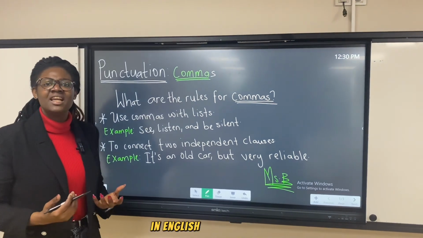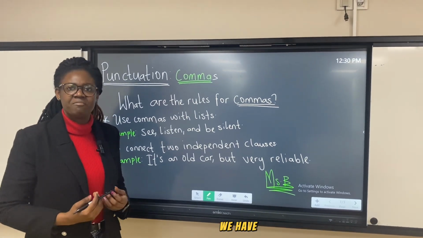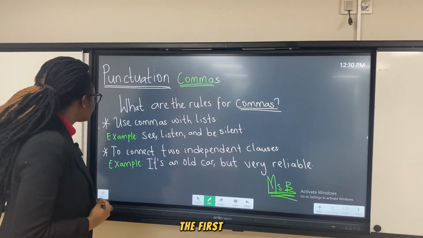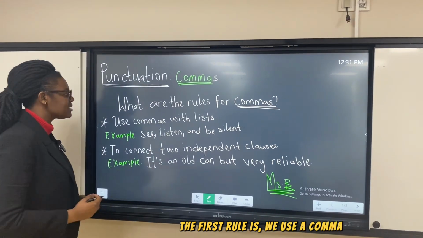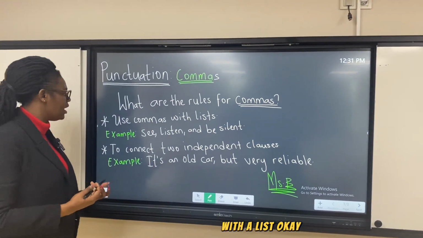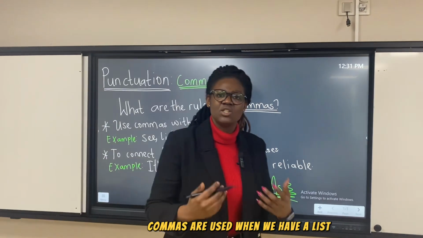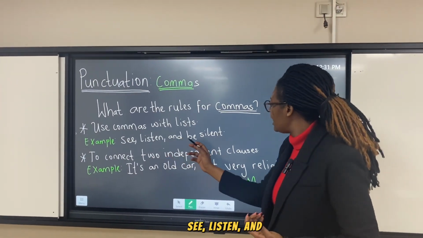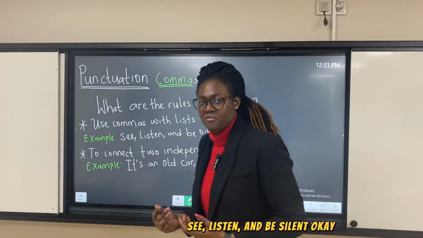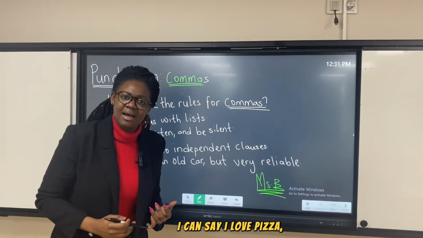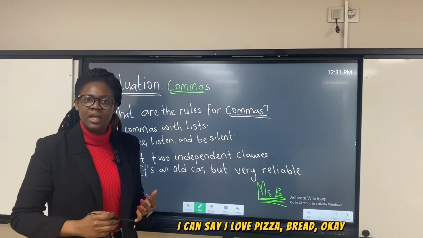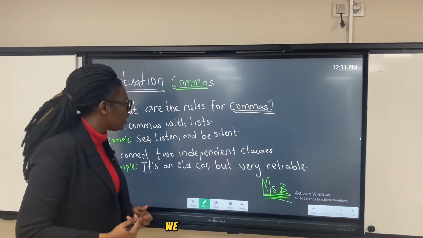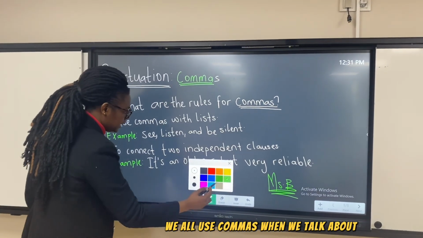Like I keep saying, in the English language we have so many canons, precepts, and rules. The first rule is we use commas with a list. Commas are used when we have a list of items. For example: see, listen, and be silent. For example, I can say, I love pizza, bread, oranges, and apples. We all use commas when we talk about lists.